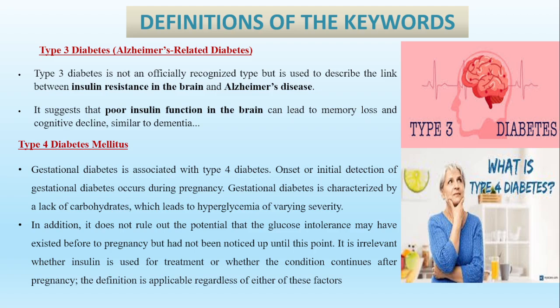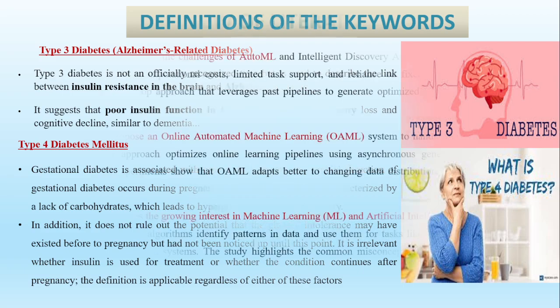Gestational diabetes is characterized by a lack of carbohydrates tolerance, which leads to hyperglycemia of varying severity. In addition, it does not rule out the possibility that the glucose intolerance may have existed before pregnancy but had not been noticed until this point. It is irrelevant whether insulin is used for treatment or whether the condition continues after pregnancy. The definition is applicable regardless of either of these factors.